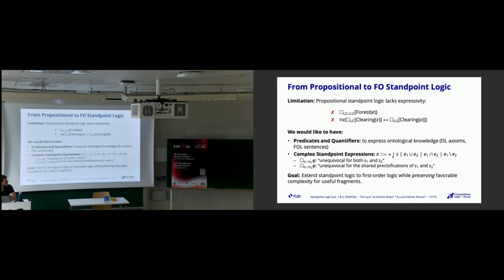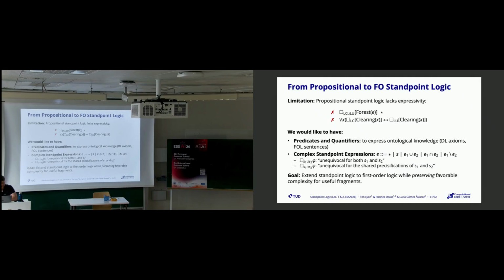So it's quite evident that the language of propositional standpoint logic forgoes the inclusion of certain constructs which could be useful in knowledge representation. For instance, propositional standpoint logic does not include combinations of standpoints. So this is one way in which we could increase the expressivity of our language. For example, here, this shows that from standpoint LC and standpoint LU, some fact holds. So first-order standpoint logic will include expressions like this.